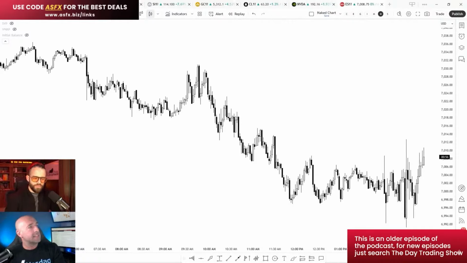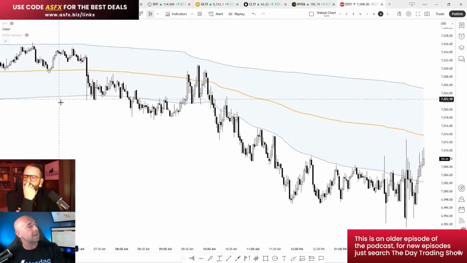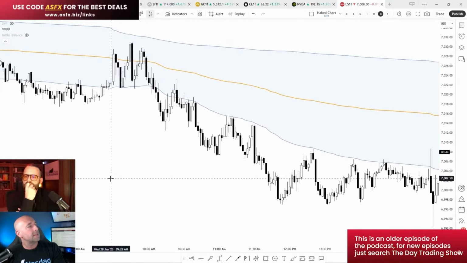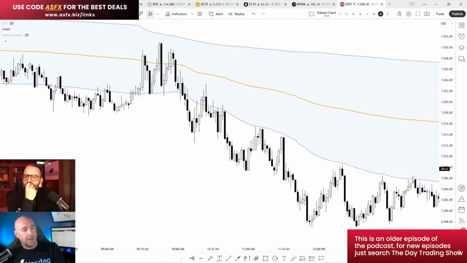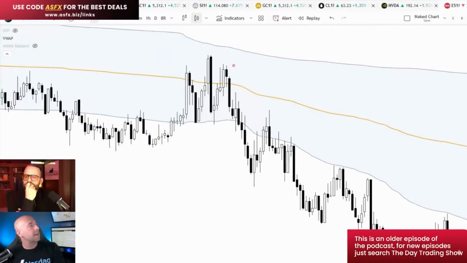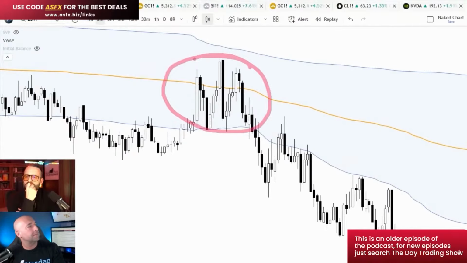All I'm going to do is add the Globex VWAP. That's the Globex that opens at 6 p.m. Eastern Standard Time, with 1 standard deviation band. Okay. So this is ES today. This is what we consider a balanced market. Generally, we're looking to fade the bands. We're pretty close to it.